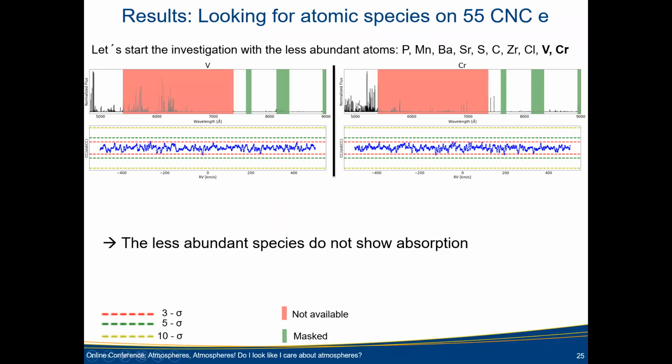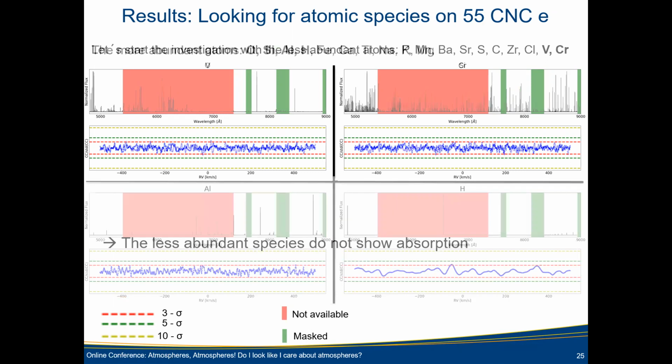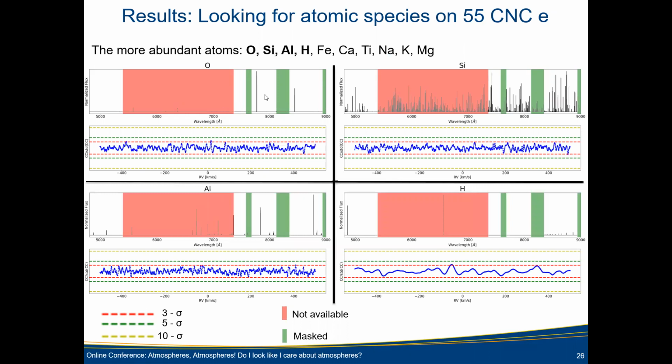However, for instance, for chromium, we also have lines, several lines, but we don't have so many lines for all species. Now let's go to different species. First of all, for oxygen, we don't see something. However, note, we don't have many lines. Maybe if we had a full wavelength coverage and more lines, it would be a better case to investigate. For silicon, for instance, I may be a bit too fast, sorry for that. For silicon, we have a lot of lines, and silicon is a major abundant species in the Earth's crust. We don't see something. For aluminium and H, we also have nothing.